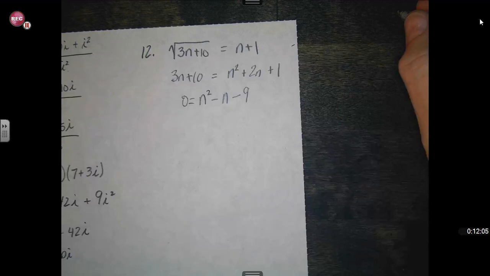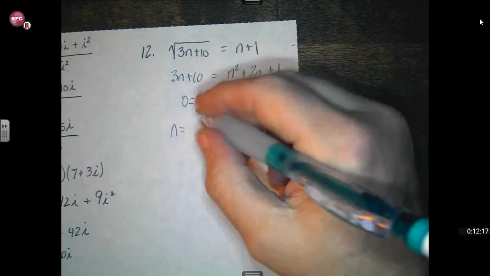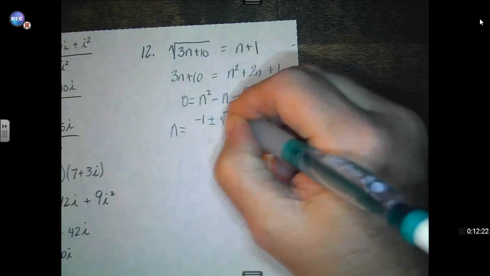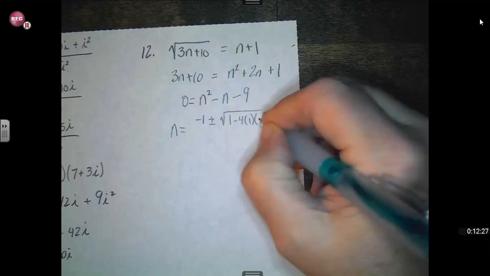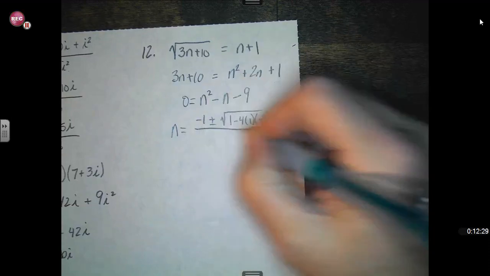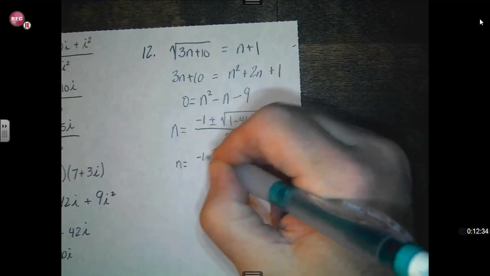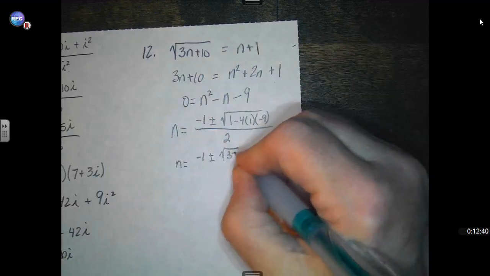And that is not going to factor. I can guarantee the one on the test is going to factor. Because it doesn't factor, technically I have to use the quadratic formula. So I get negative 1 plus or minus the square root of 1 minus 4 times 1 times negative 9, all over 2. And so that's negative 1 plus or minus the square root of 37 over 2.